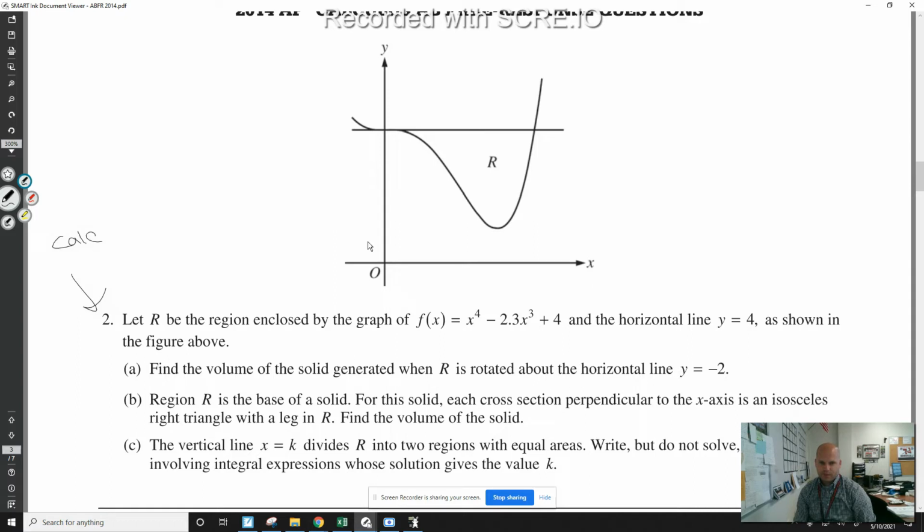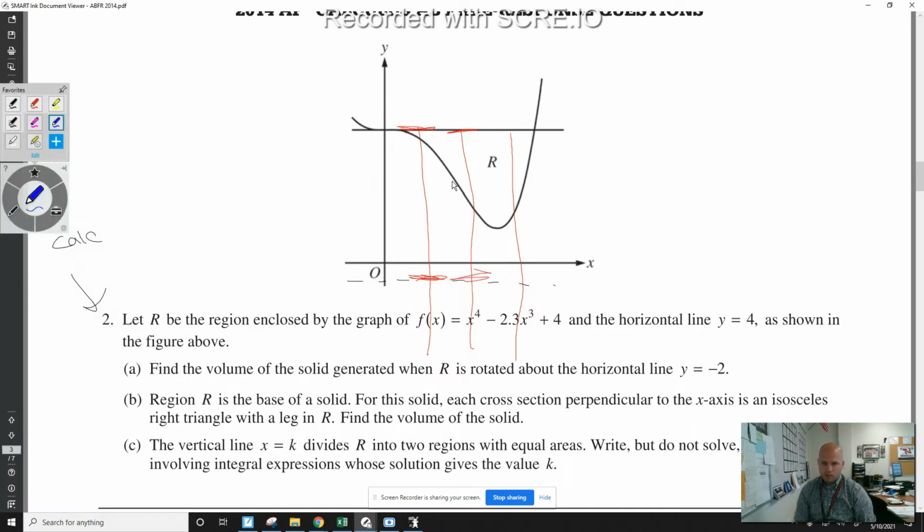But if I revolve this around the line y equals -2, I'm not going to draw it, but the red cylinders would go to y equals 4. The radius would be 6. It would be 4 minus -2. And then the blue cylinders go to this bottom function. The blue cylinder's radius, which would be the hole, would be the function f of x minus -2.